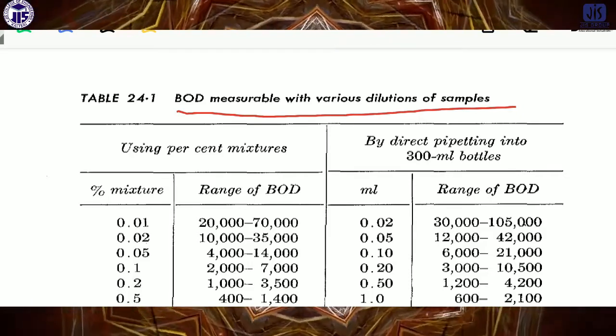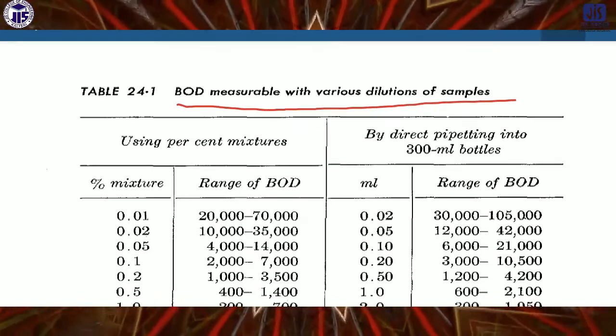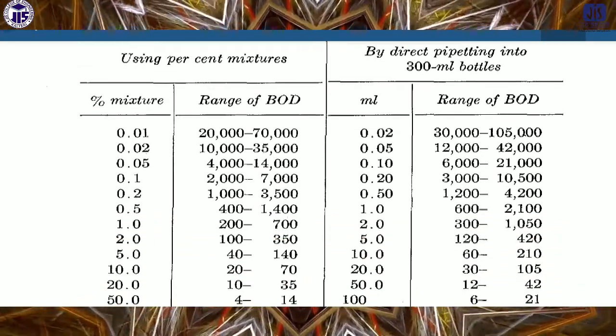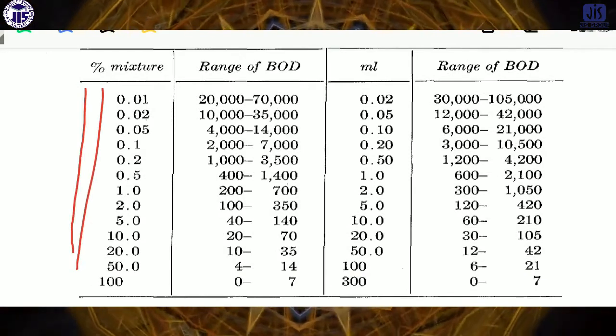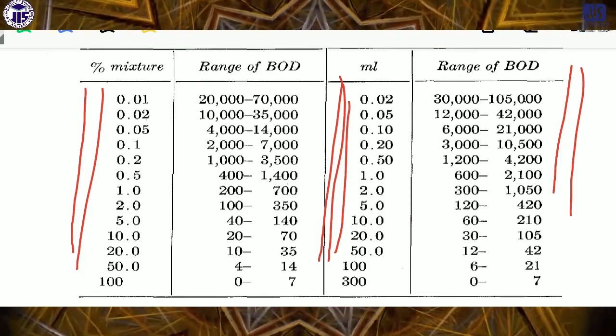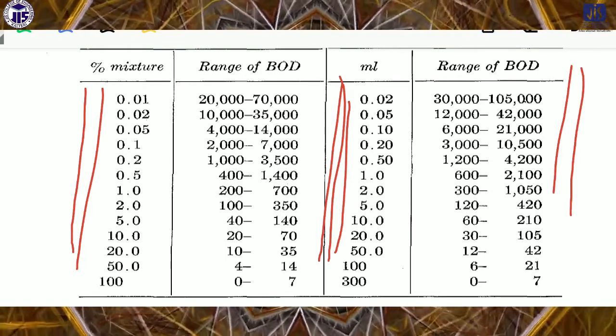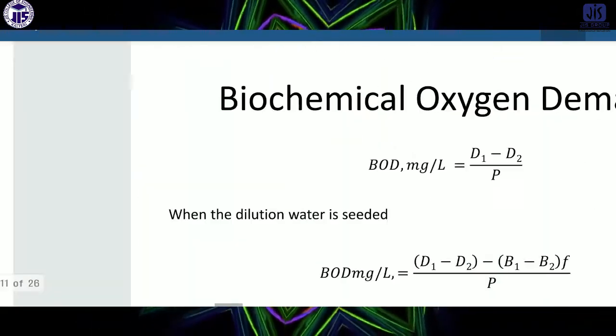Using percentage mixture, this will be the range of BOD, and if it is in ml, then there will be another range. This range will work at that time. So in this way, dilution is a very important factor.